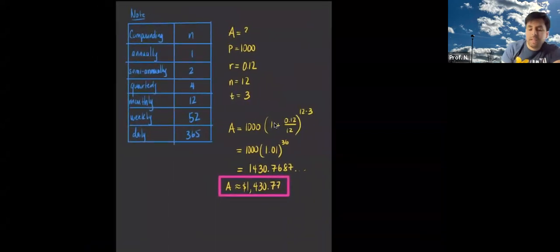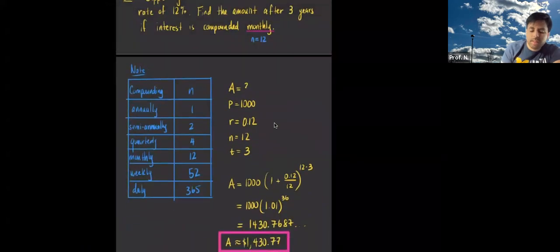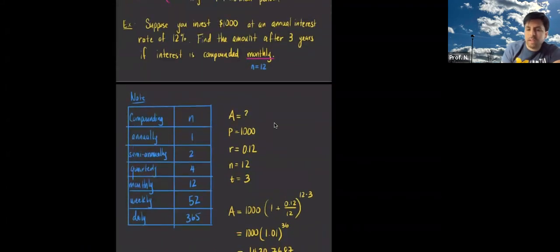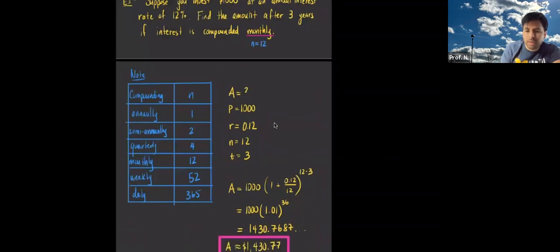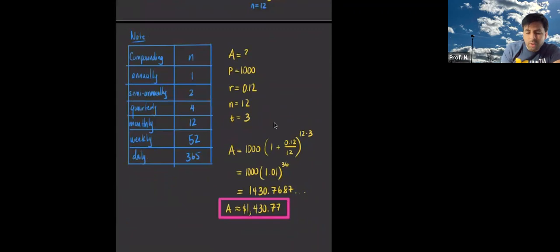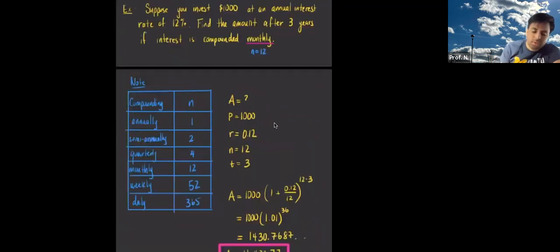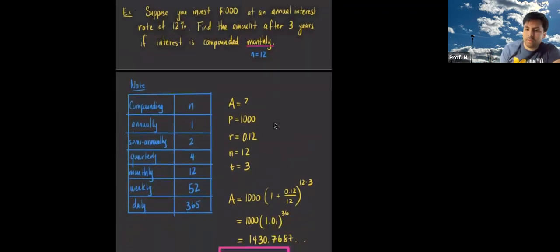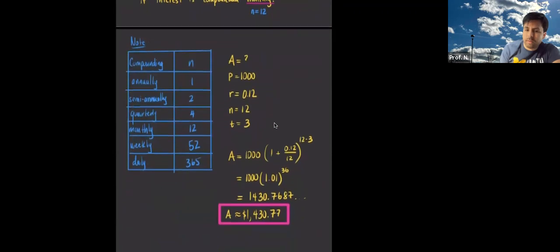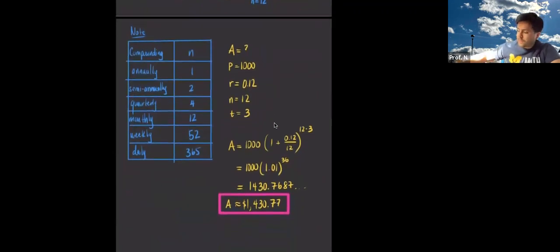So that's how much money I make over 3 years. In 3 years, that $1,000, if it's compounded at an annual interest rate of 12% monthly over 3 years, I make $430.77. That's how much interest has accrued to my original amount. Does that make sense, guys? The annual interest, compound interest.